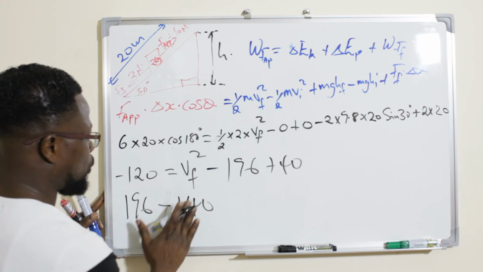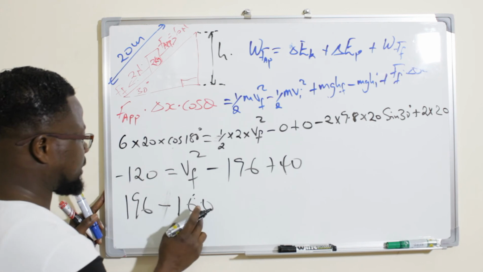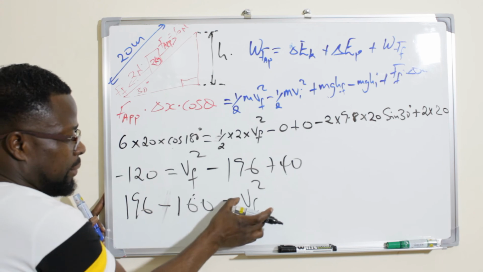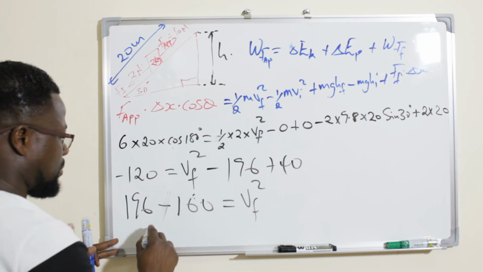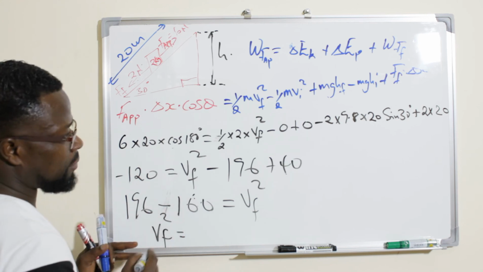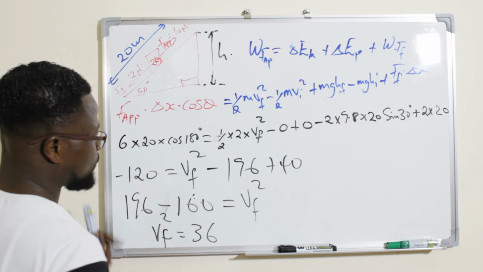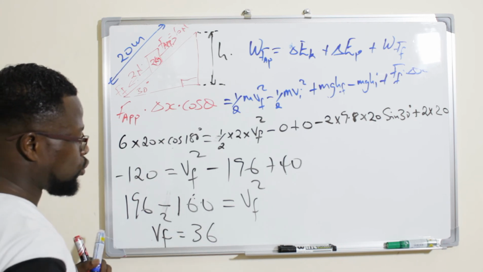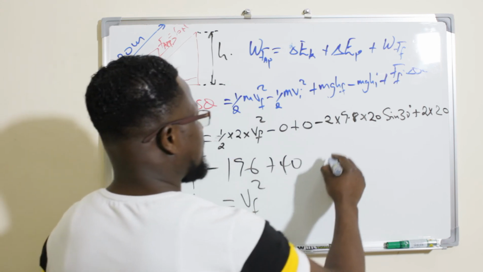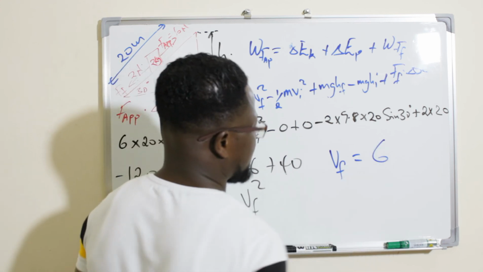140. So sorry, 160, because this and this is 160, and that must be equal to what? Vf squared. So what is going to be my Vf? My Vf is now going to be this and this. Okay, let's start from there. Vf squared is now going to be this and this is going to be what? 36. And now I find what? The root of both sides of the equation. And once I find the root of both sides, my Vf is now equal to what? It's going to be 6.